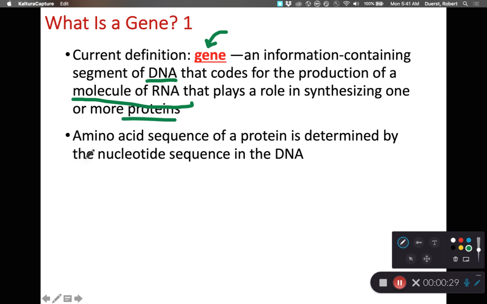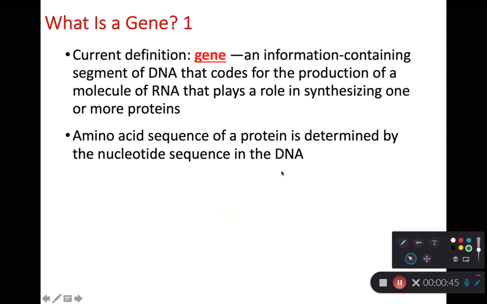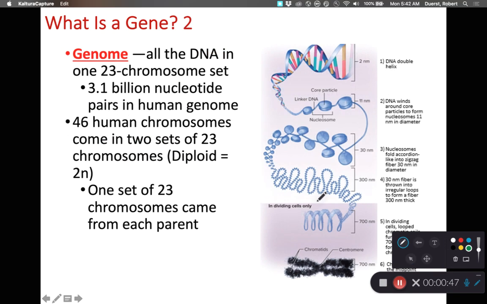Proteins are polymers of amino acids, and the arrangement of the amino acids within the protein is determined by the nucleotide sequence in the DNA. So ultimately, the arrangements of A's, T's, C's, and G's within the gene determine the arrangements of amino acids within that protein. Here is an excellent figure that helps us show the relationship between these things.